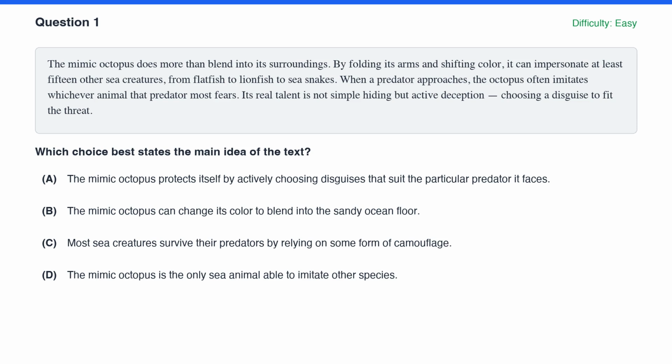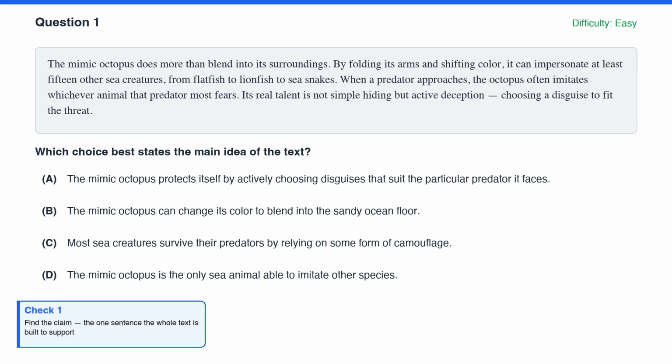Question 1. Our warm-up. Check 1. Find the claim. The passage opens by saying the octopus does more than blend in, and it ends on the real point. Its talent is not simple hiding, but active deception, choosing a disguise to fit the threat. That last sentence is what everything builds to. Now say the whole text in one sentence. The octopus defends itself by matching its disguise to the predator. Lock that in before reading a single choice.